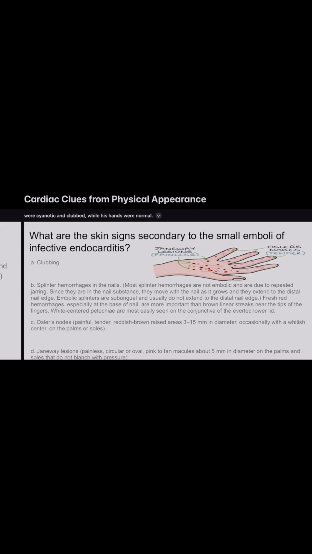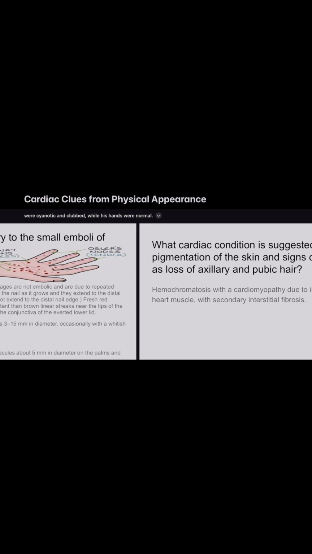What are Janeway lesions? Painless, circular or oval pink to tan macules about 5 mm in diameter on the palms and soles that blanch with pressure. You can see here these are the Osler nodes and these are the Janeway lesions. Osler nodes and Janeway lesions.